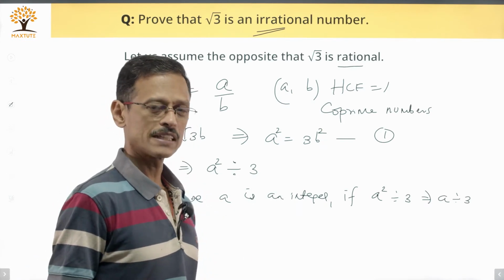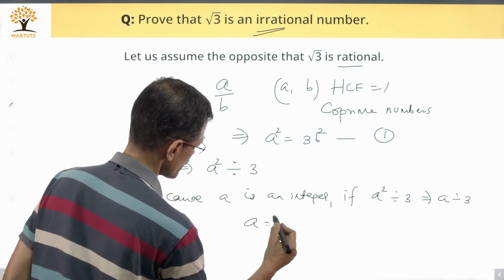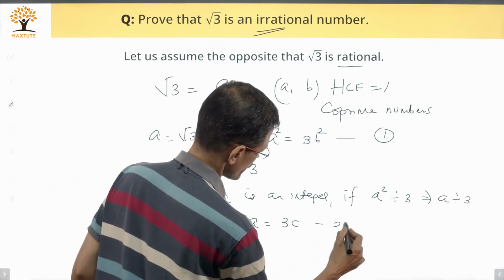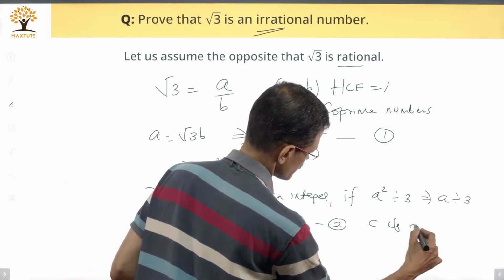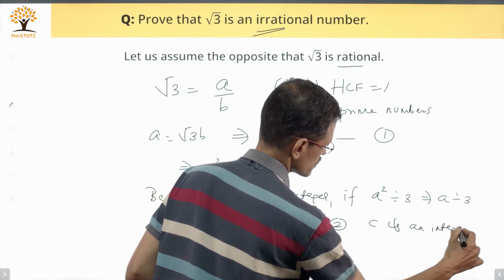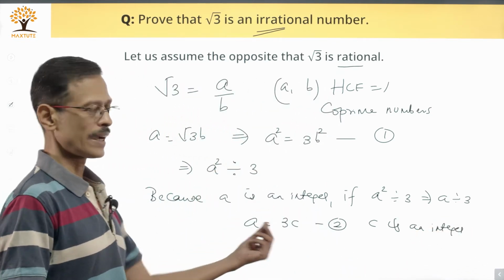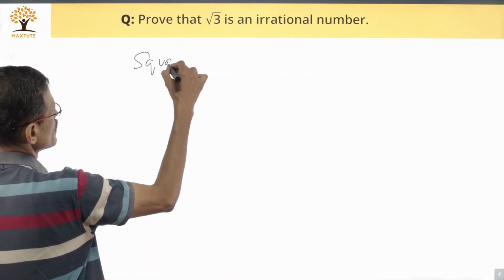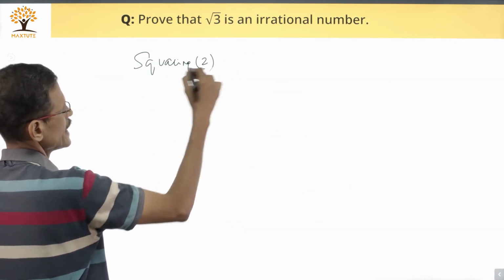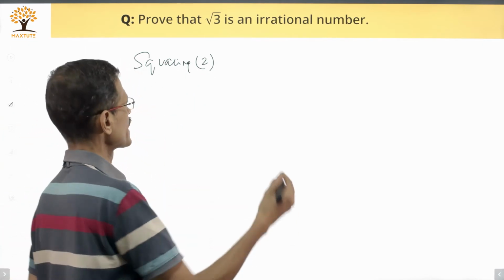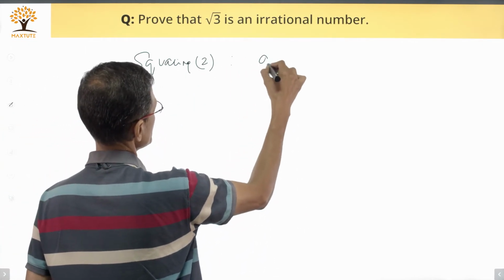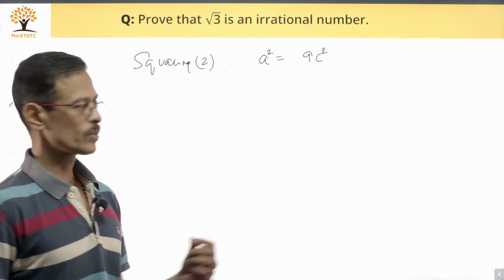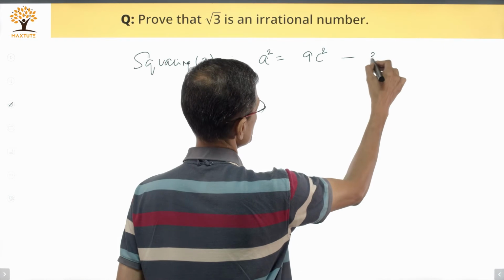If a is divisible by 3, I can write a to be equal to a multiple of 3, which I'll call 3c. I'm going to call this equation 2, where c is an integer. Now, all that we're going to do is square equation 2 on both sides, right? Squaring 2, what do we get? A is equal to 3c is the equation. We're squaring it. So, what we'll get is a square is equal to 9c square. We'll call this equation 3.